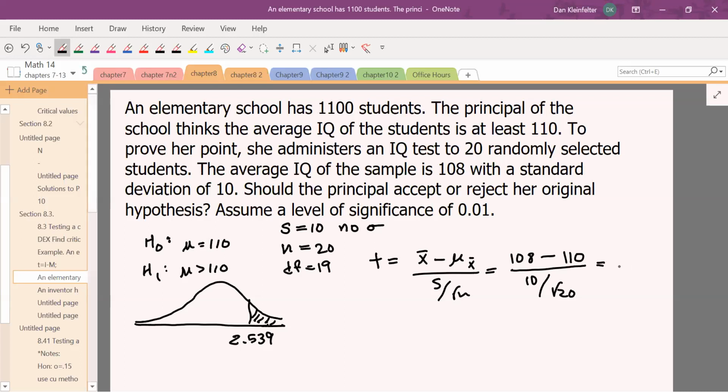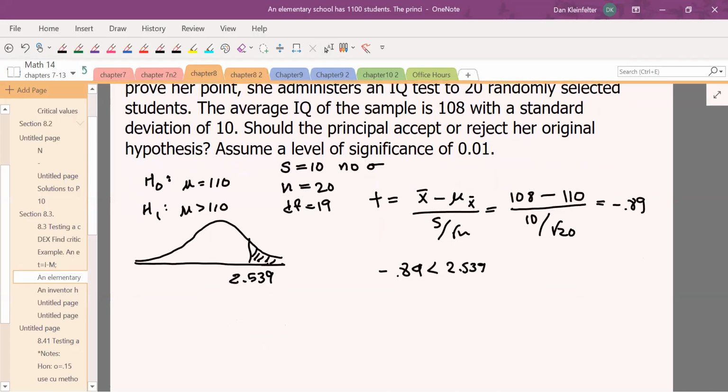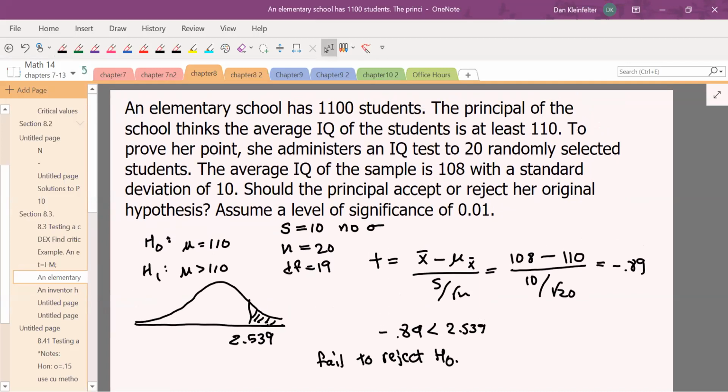Negative 0.89 is definitely less than 2.539. And so we're going to fail to reject H0. So there's not enough evidence to support the claim. And if we'd read through the problem, it should be clear of that to begin with.